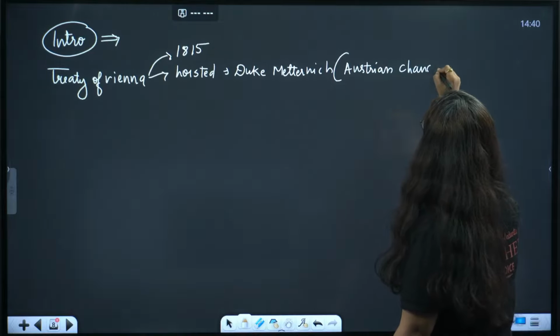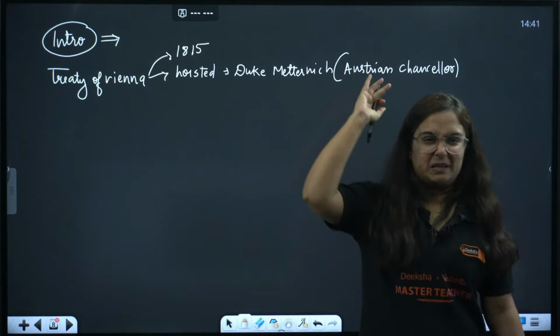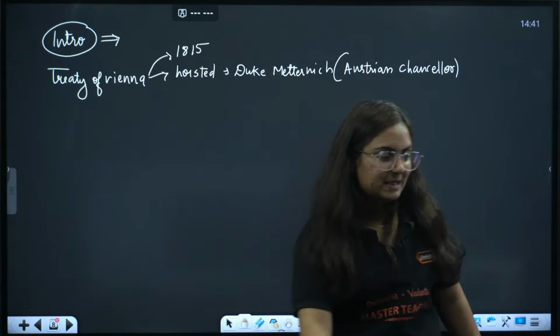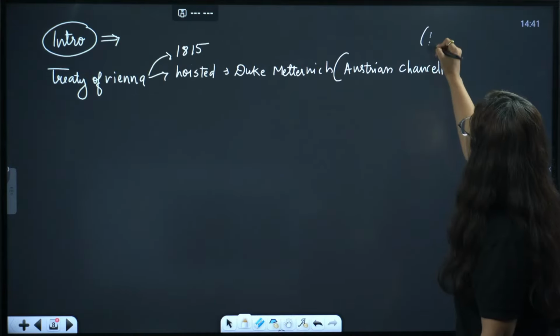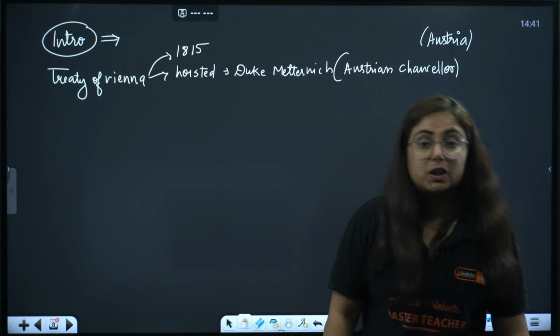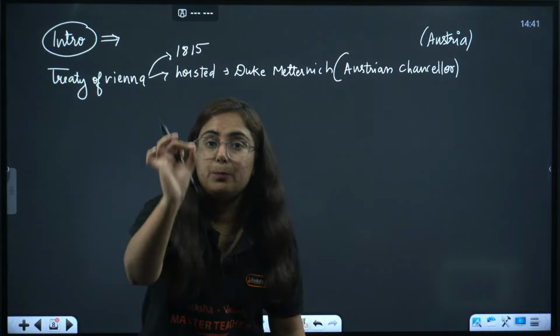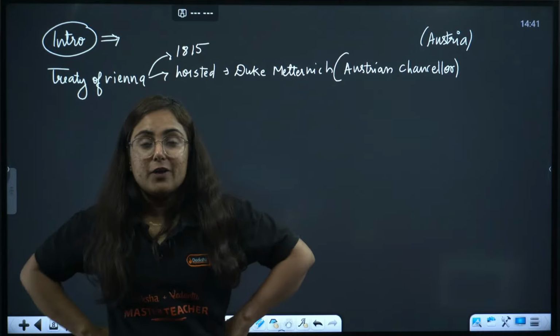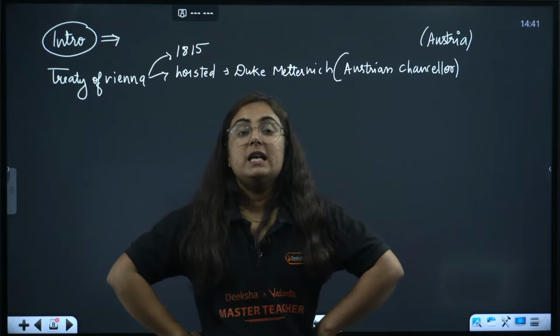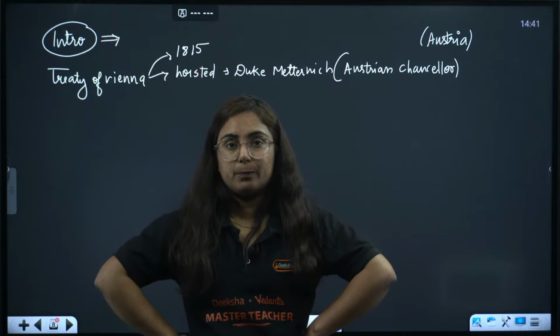Who was he, students? He was an Austrian chancellor, right? Like he is the person who speaks about everyone, everything. And this treaty was organized in Austria. Now, what was the basic objective of this treaty? To undo all the changes brought by Napoleon. Now, if I talk about Napoleon, he came into power being a liberal leader, which was not accepted by the conservatives, who had an altogether poles apart ideology.